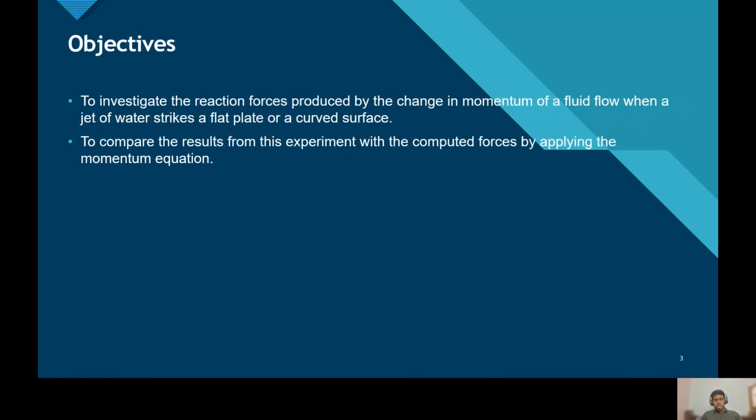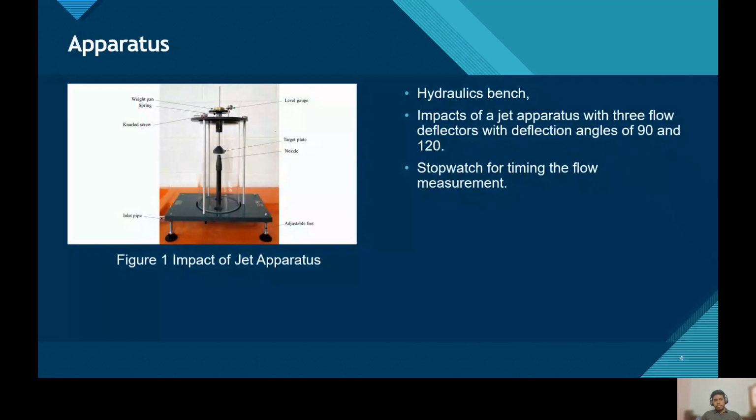There are two objectives to this experiment. Firstly, to investigate the reaction forces produced by the change in momentum of fluid flow when a jet of water strikes a flat plate or a curved surface, using the momentum equation as I've explained before. Secondly, to compare the results from this experiment with the computed forces by applying the momentum equation. So in this experiment, there'll be a theoretical value and an experimental value, and one of the objectives is to compare the results and see which is more accurate.